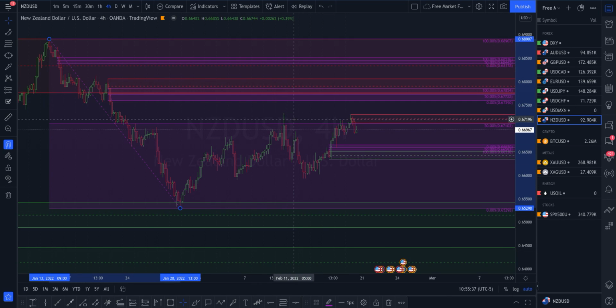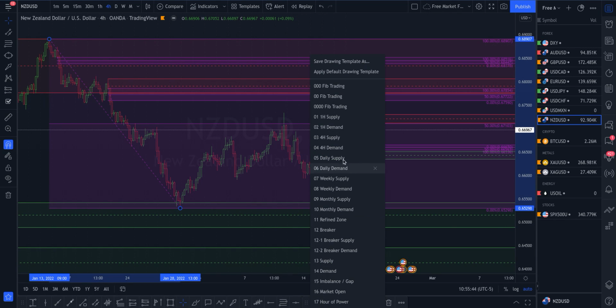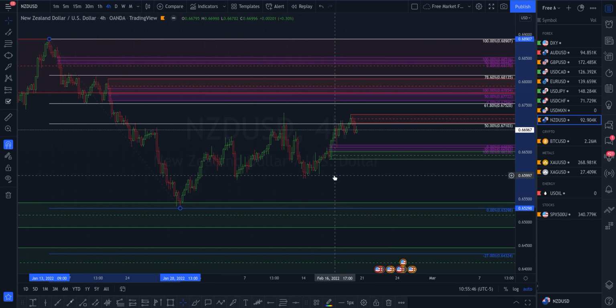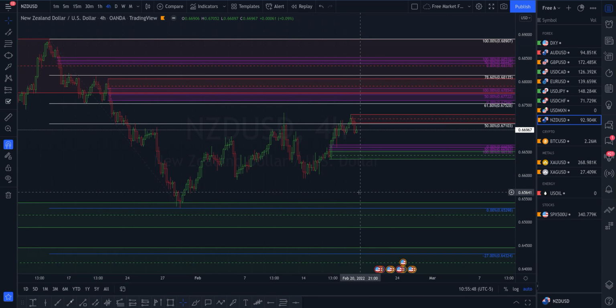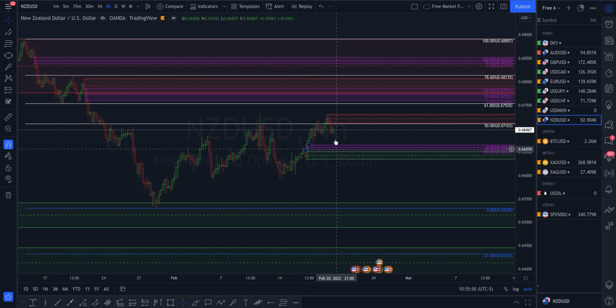This high was not taken out, so I'm still thinking that it is bearish. All right. That's sitting at the 50%. Imbalance fast to 78. We do have a pretty strong zone here, 4-hour supply that has not been mitigated.